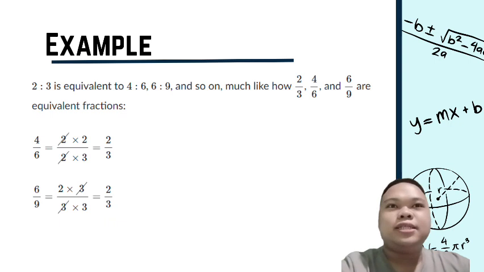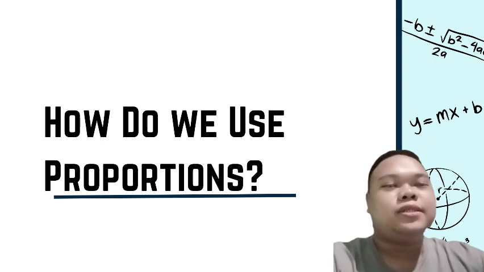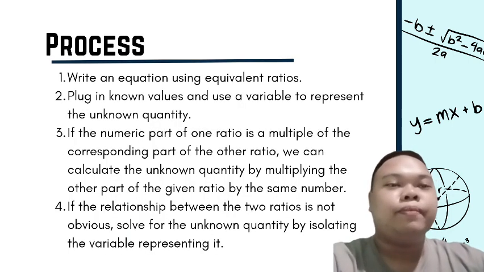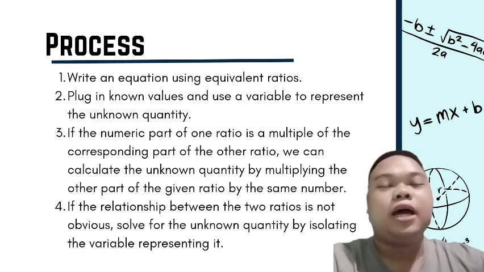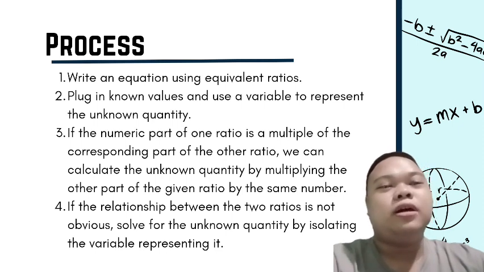So next is the lesson about how we use proportions. This is the process on how to write or use proportions. First is to write an equation using equivalent ratios. Next is to plug in the known values and use a variable to represent the unknown quantity. Third, if the numeric part of the ratio is a multiple of the corresponding part of the other ratio, we can calculate the unknown quantity by multiplying the other part of the given ratio by the same number. Number 4, if the relationship between the two ratios is not obvious, solve for the unknown quantity by isolating the variable and representing it.